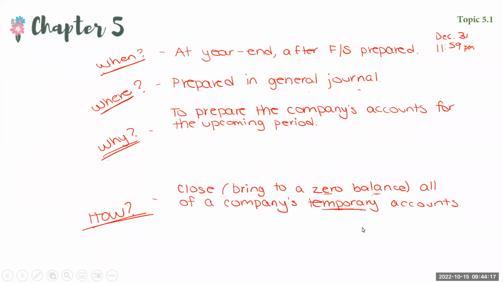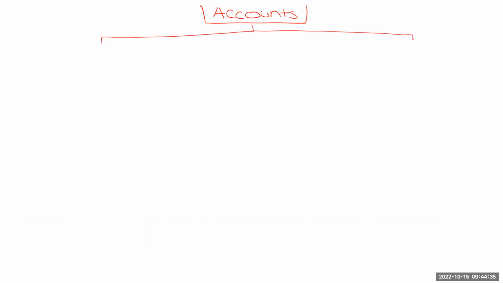All right, so we said we were going to delve a little deeper. What is a temporary account? So let's take the company's accounts, all of them, all the accounts that you've learned so far, all your asset accounts, your liabilities, your equity. So we take the company's accounts and we classify them into two categories: temporary accounts and permanent accounts.